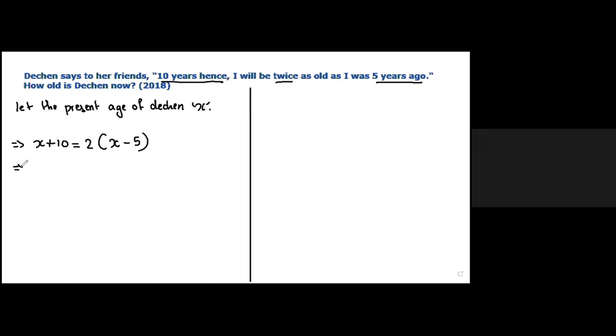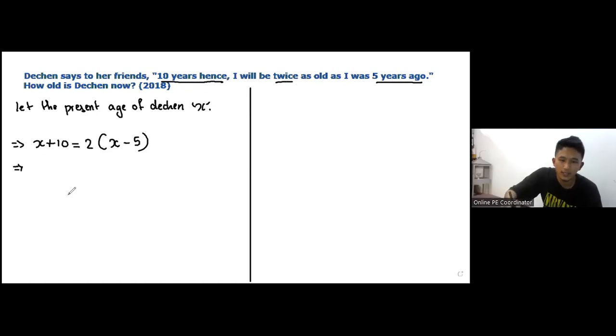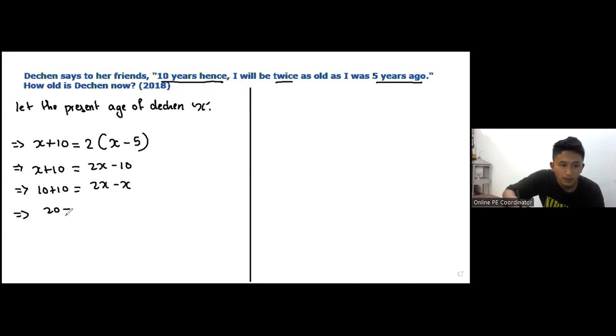Now you can directly solve it. x plus 10 is equal to 2 times (x minus 5). 2 times x is 2x, 2 times 5 is minus 10. Take this x to the other side and bring this 10 here. So 10 plus 10 equals 2x minus x, which is 20 equals x. So the answer is 20. The age right now is 20.